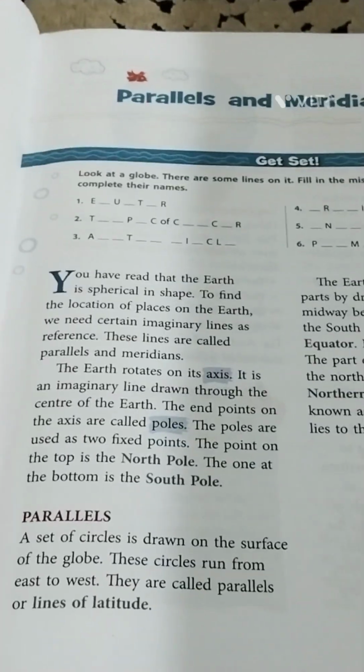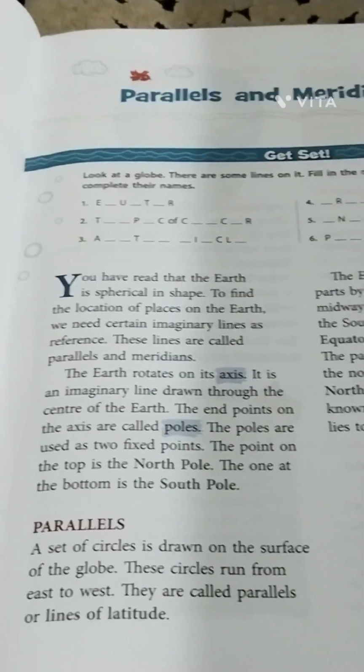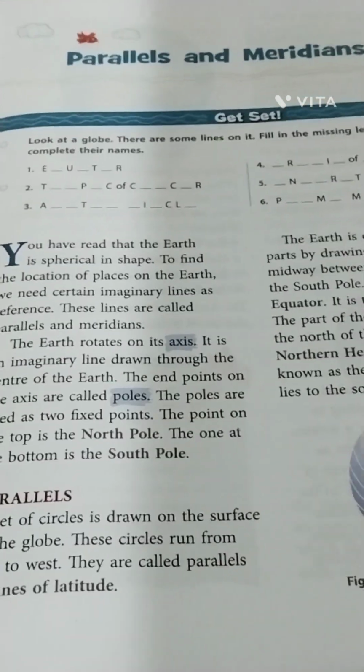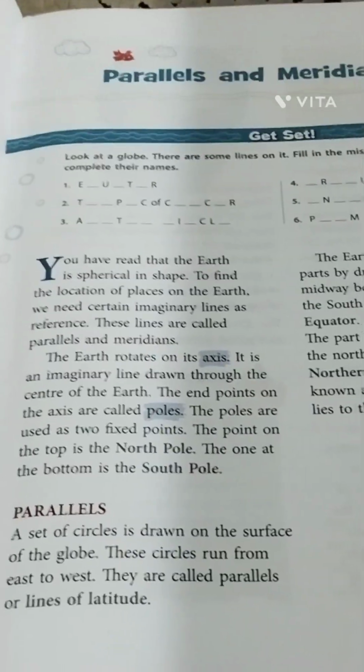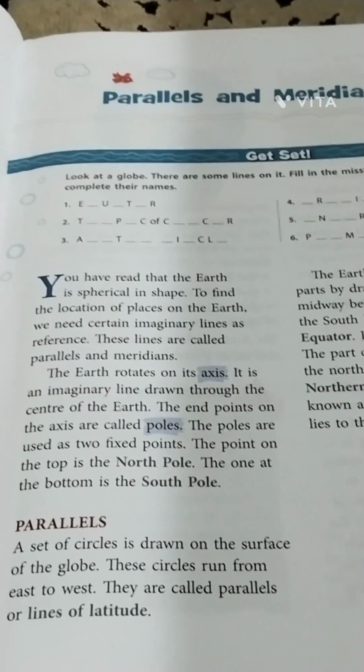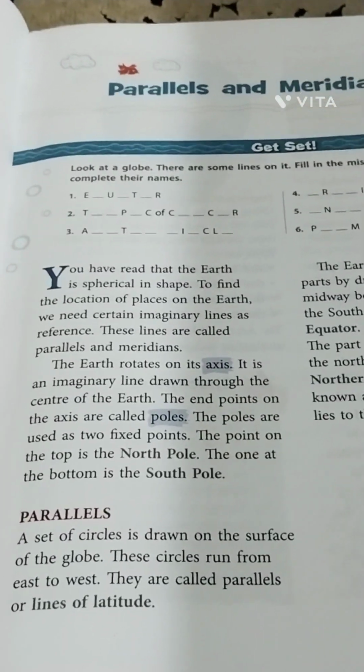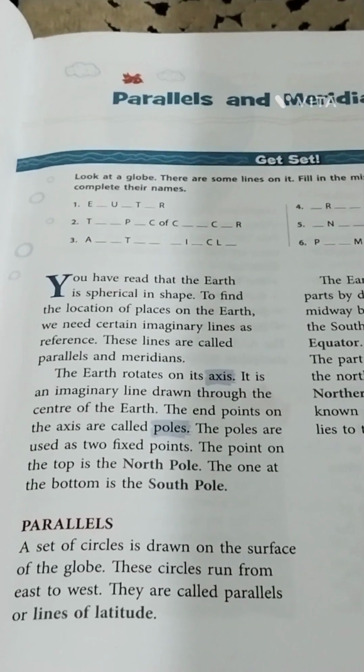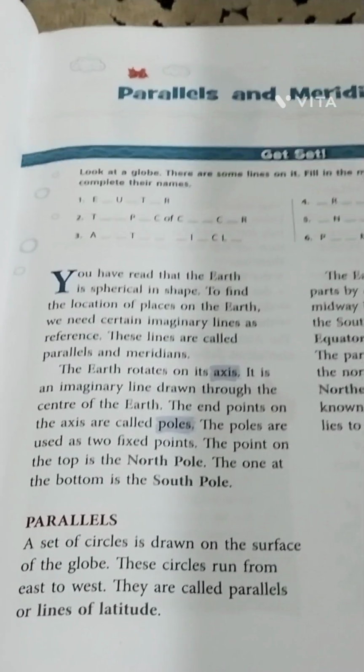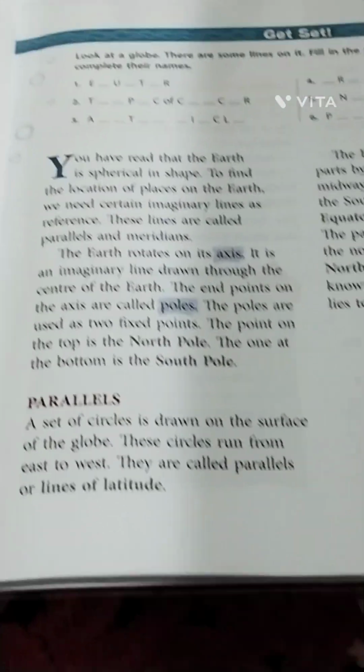The earth rotates on its axis. It is an imaginary line drawn through the center of the earth. The end points of the axis are called poles. The poles are used as two fixed points. The point on the top is the North Pole and the one at the bottom is the South Pole.